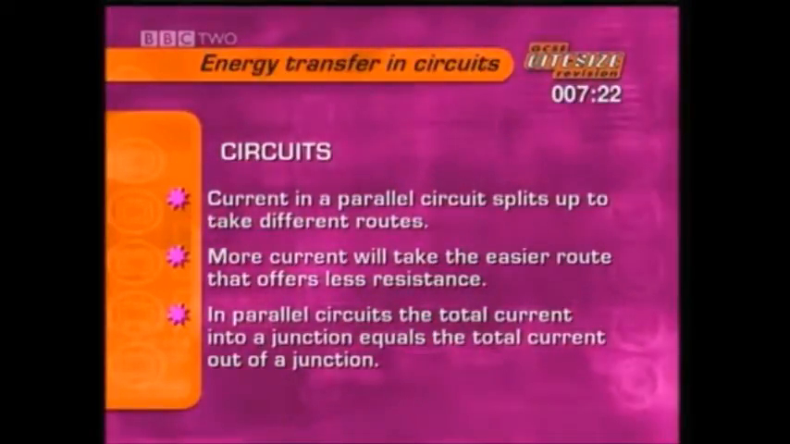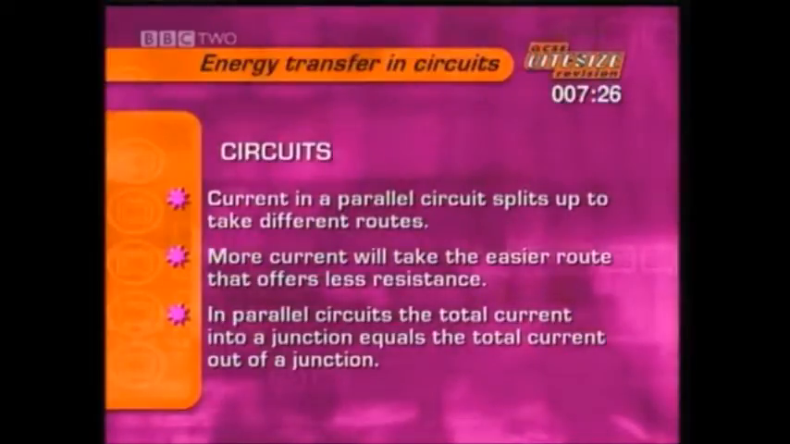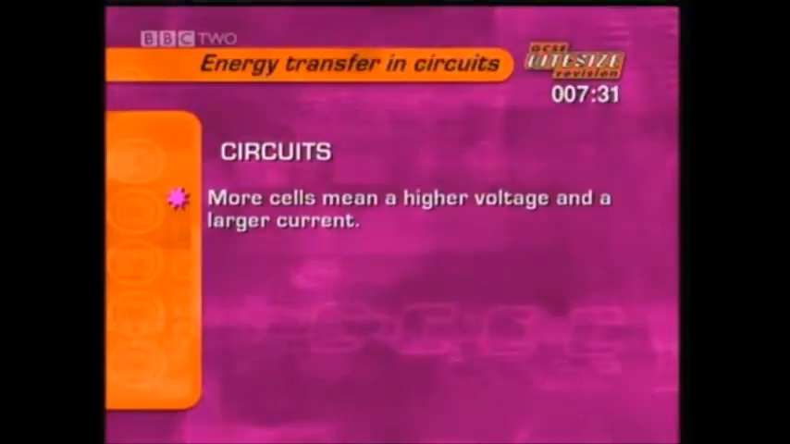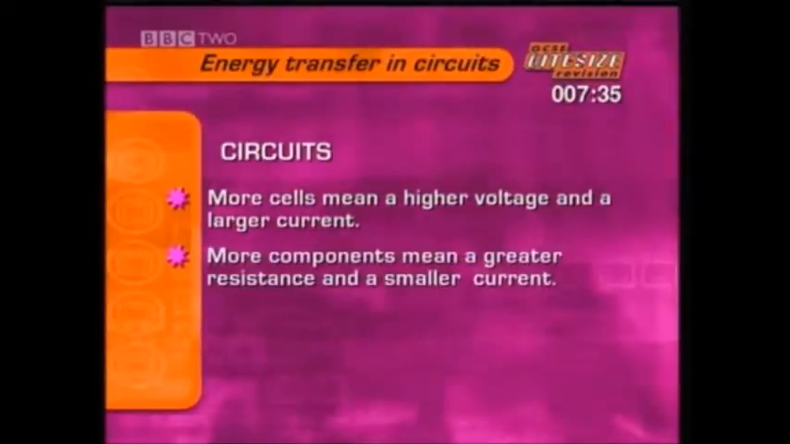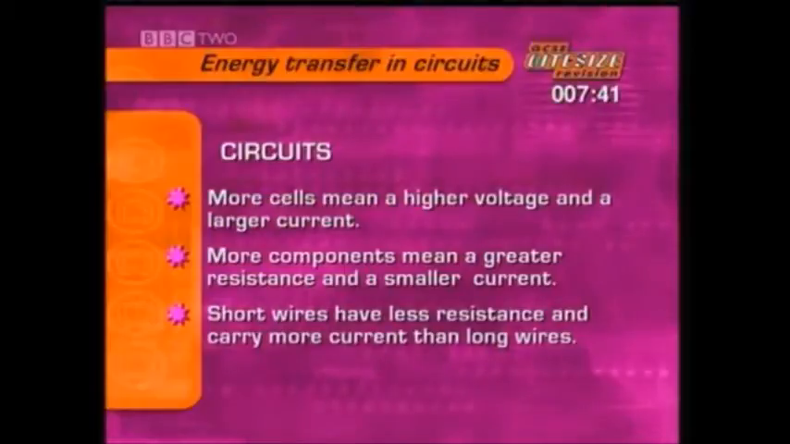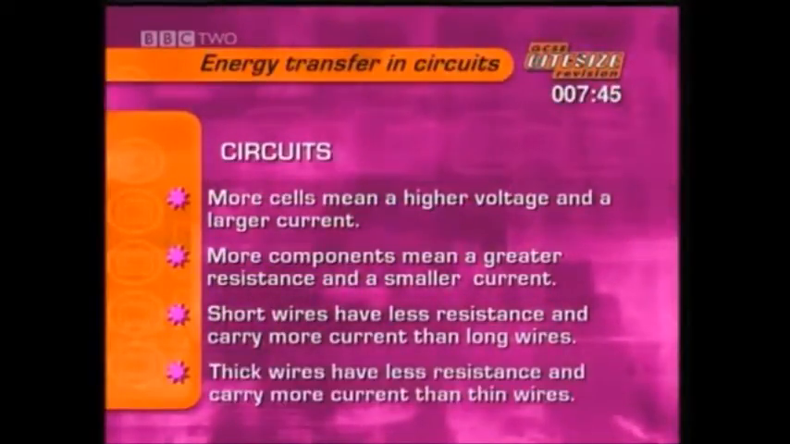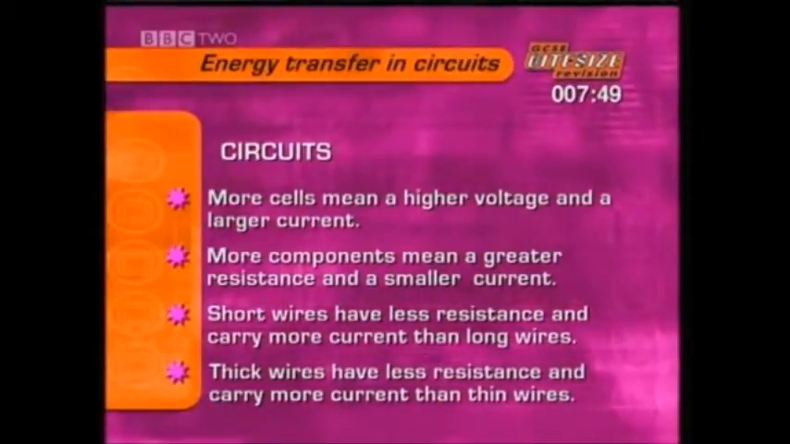In parallel circuits, the total current into any junction equals the total current out of the same junction. More cells in a circuit mean a higher voltage and so a larger current. More components in the circuit mean a greater resistance and so a smaller current. Short wires have less resistance and carry more current than long wires. Thick wires have less resistance and carry more current than thin wires.